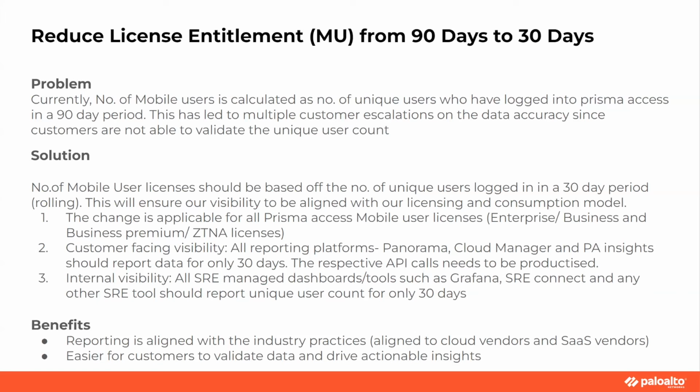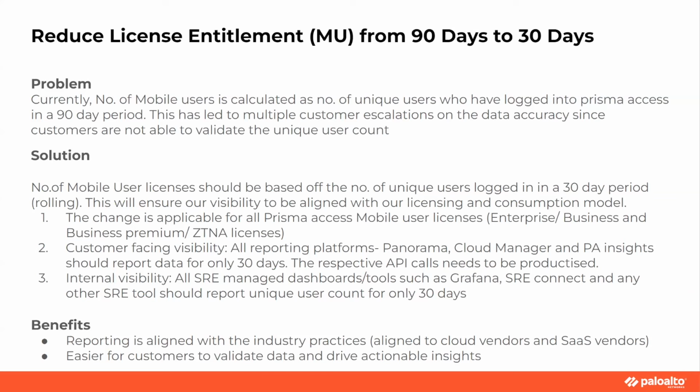This one, reducing license entitlement from 90 days to 30 days, was actually a commonly asked topic by our customers. And we know that today, when you log on to Prisma Access, it's a 90-day period, right? You basically have the rolling 90-day user insights. So what it does for the next release, based out of 5.0.1, is that we are reducing that number to 30 days.